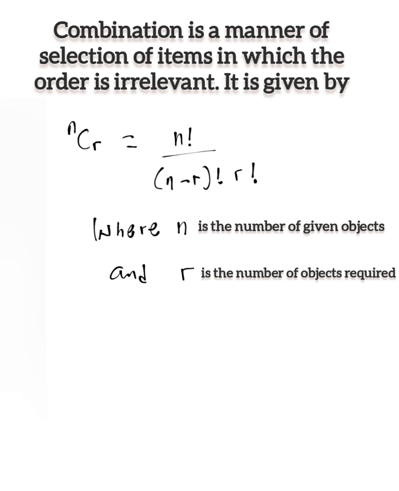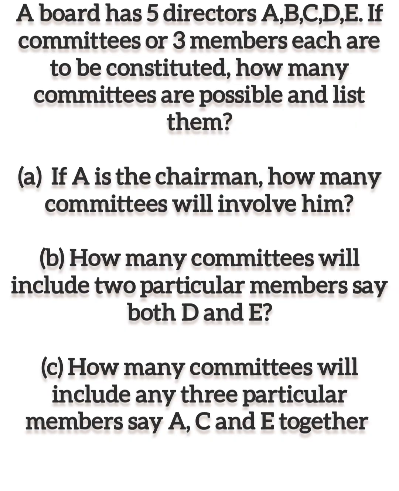Let's take an example. Example 1. A board has 5 directors, A, B, C, D, and E. If committees of 3 members each are to be constituted, how many committees are possible, and list them? A. If A is the chairman, how many committees will involve him? B. How many committees will include 2 particular members, say both D and E? C. How many committees will include any 3 particular members, say A, C, and E together?